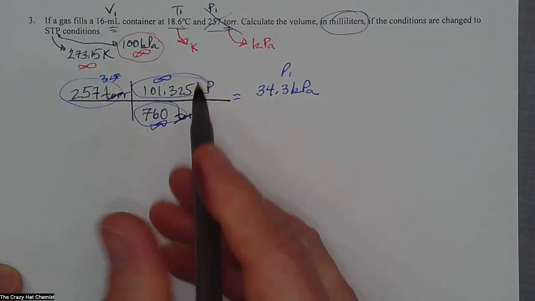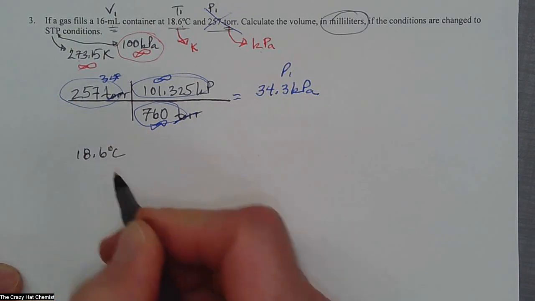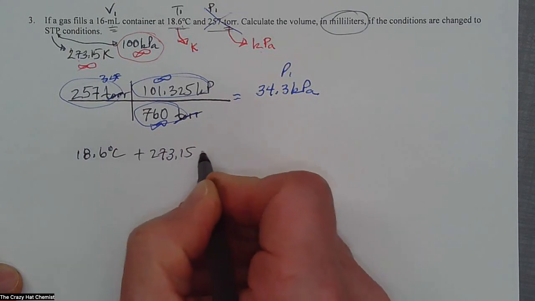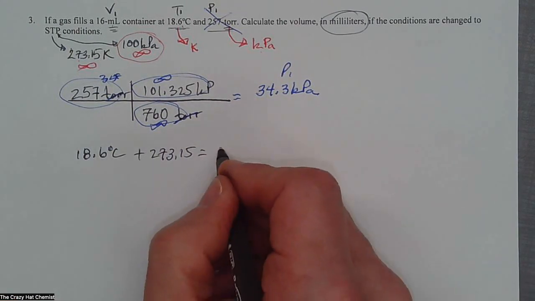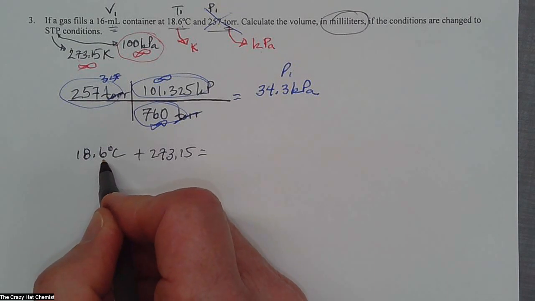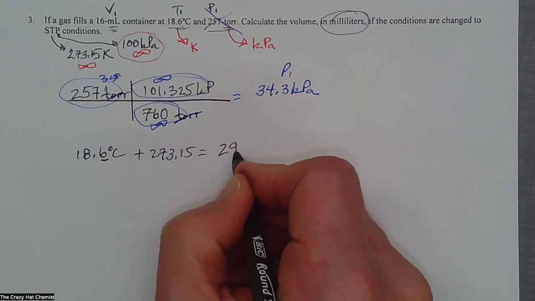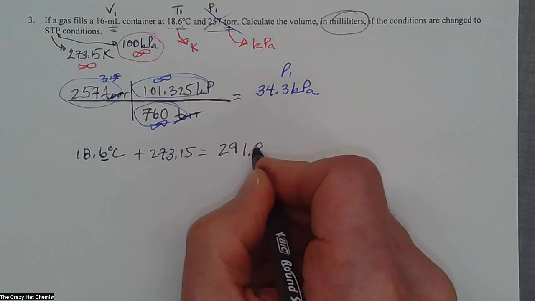Now I need to convert my temperature. That's 18.6 degrees Celsius. I need to add 273.15, and now I will have my new temperature, and that's going to have one decimal place. Okay, because this has one decimal place, that will have one decimal place. So we're going to have 291.8 Kelvin.